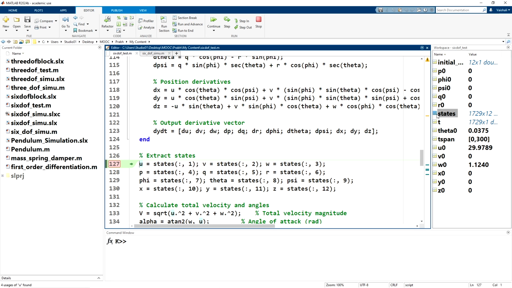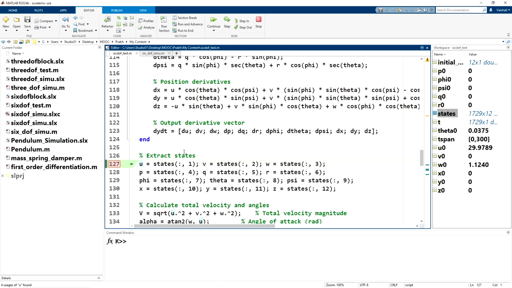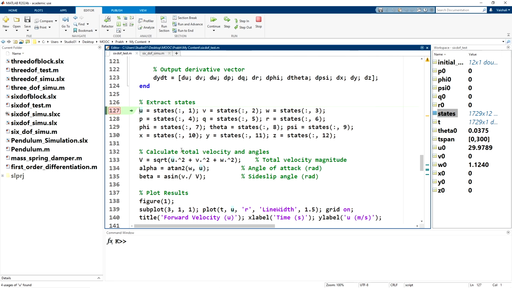So we have states. We have 12 states over here. If I double click over here, we get these 12 states, and we are letting MATLAB know which column is what. All right. I am removing this break line code.